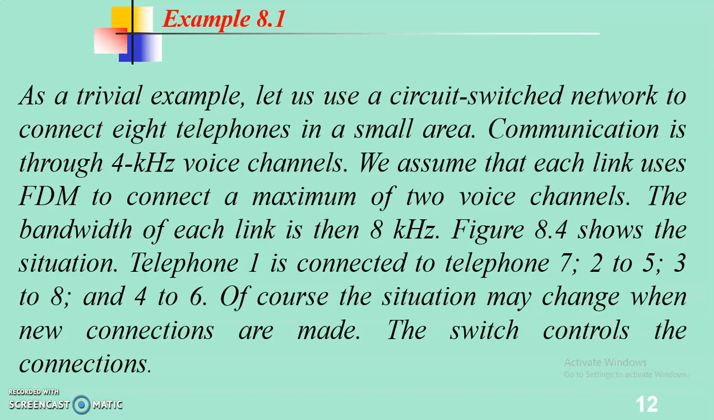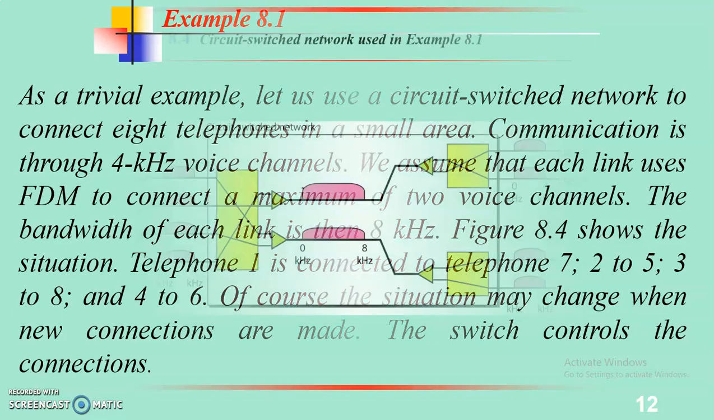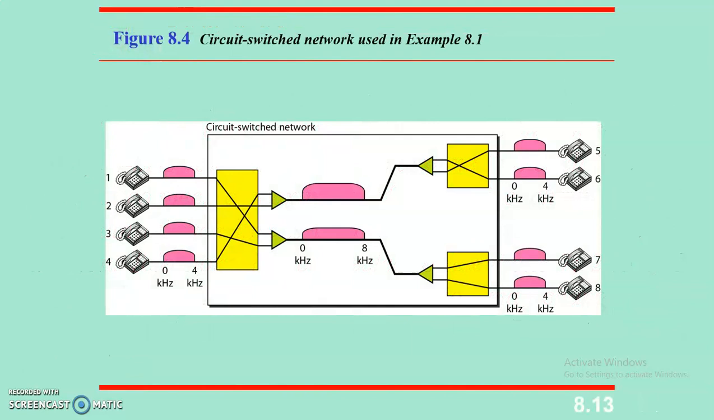Figure 8.4 shows the situation. Telephone 1 is connected to telephone 7 and 2 is connected to 5, 3 is to 7, 3 is to 8 and 4 to 6. Of course, the situation may change when a new connection is made. Meaning if we are going to make more than 8 connections, then we must drop one connection from the 8.